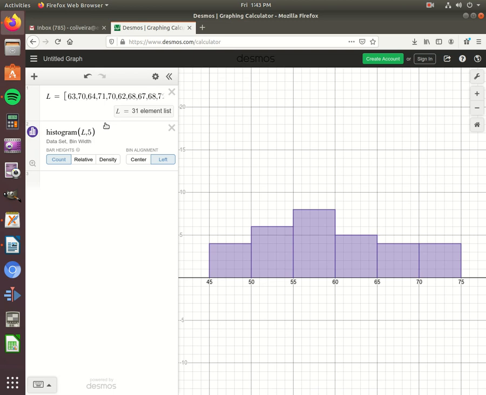So again, if you want to, you're free to use Desmos as well. Pretty simple process. You just name it a letter. I don't even think you have to use L. I think you can use whatever letter you want, and then just type the data in with commas. At the end, you put histogram. I would leave this on count. Personally, I like this on left, and then change the bin width to whatever you chose.